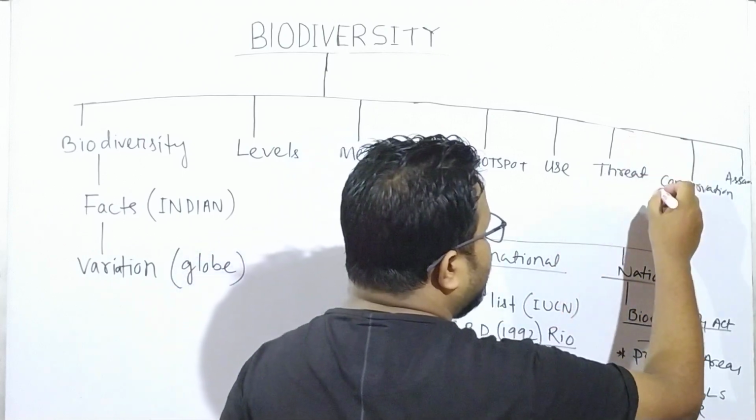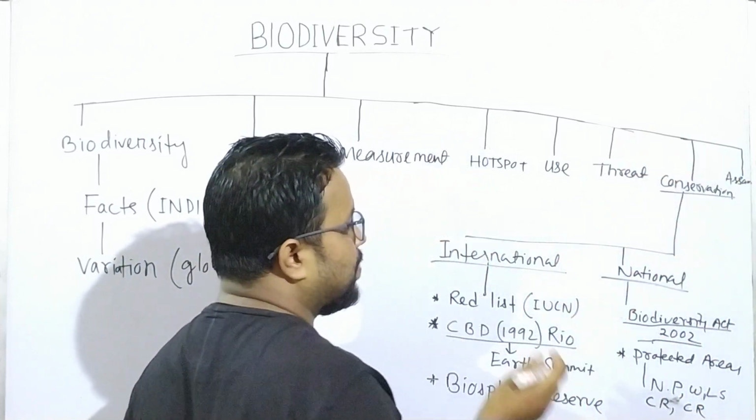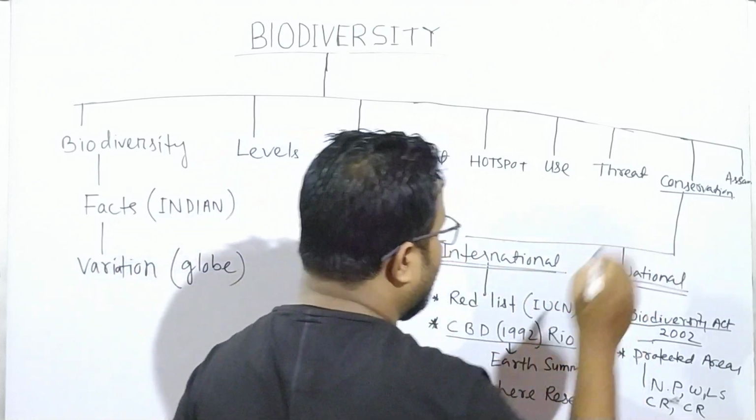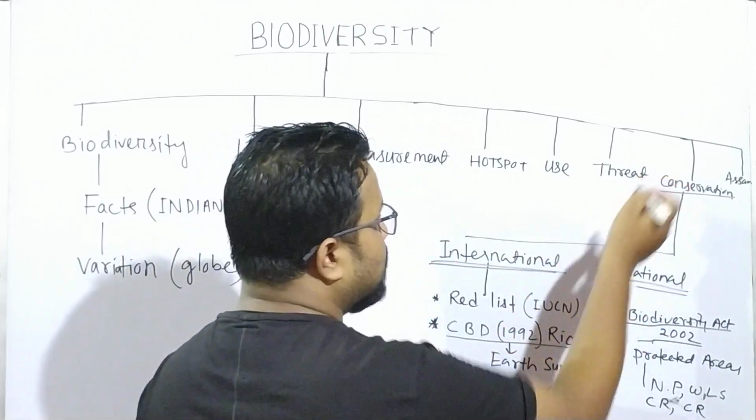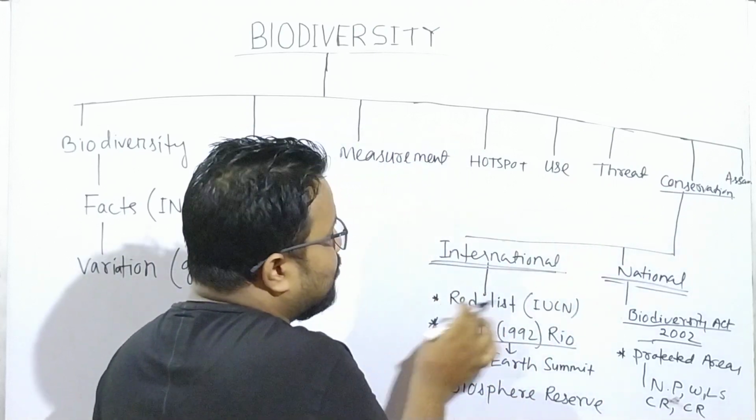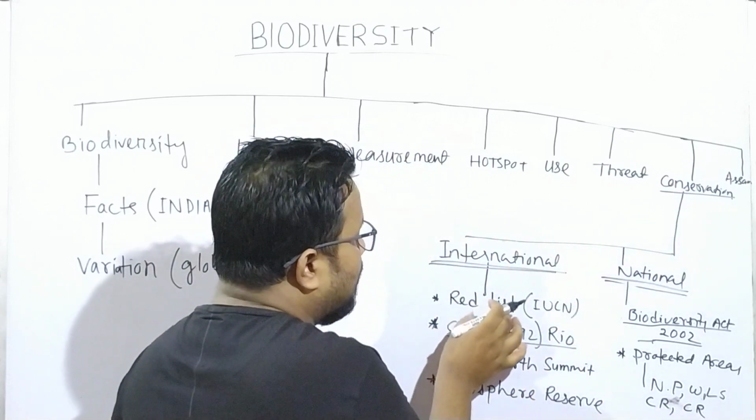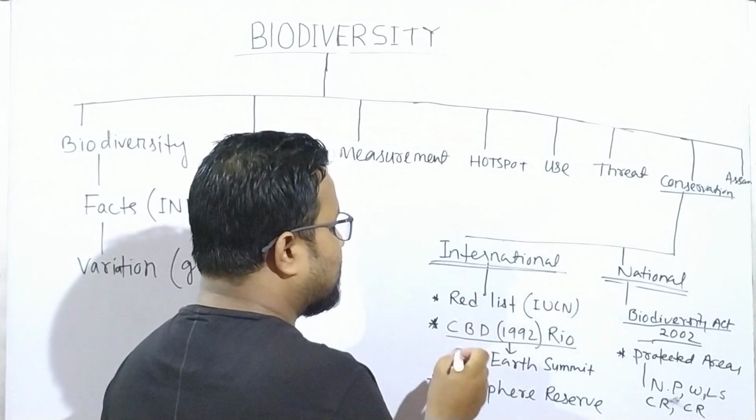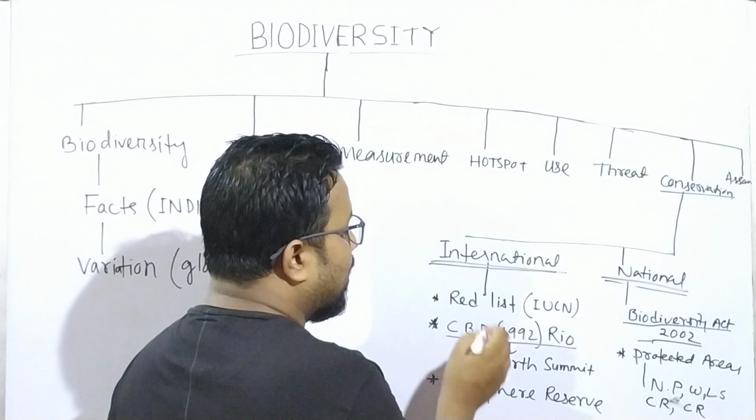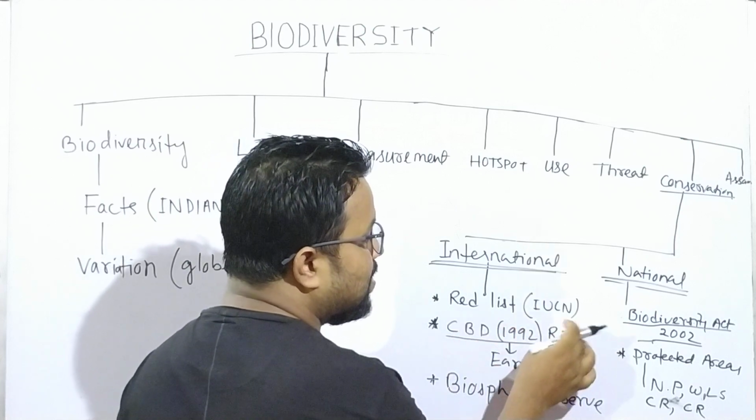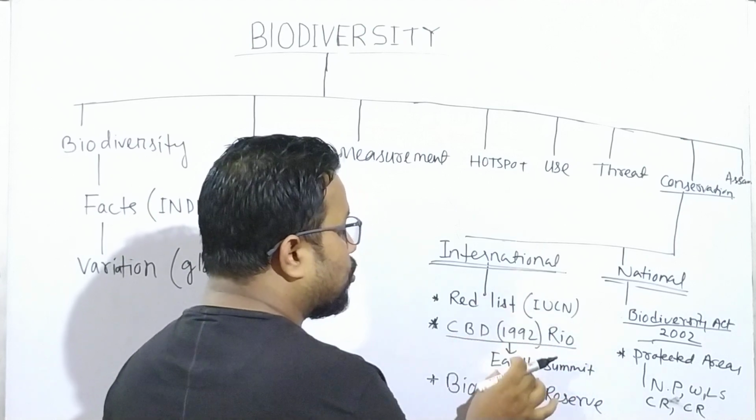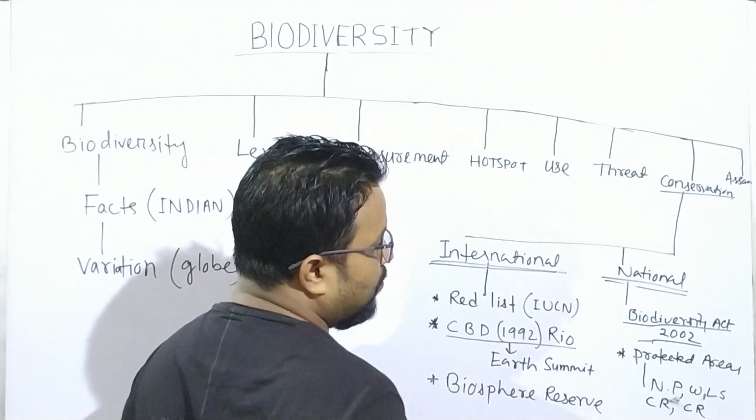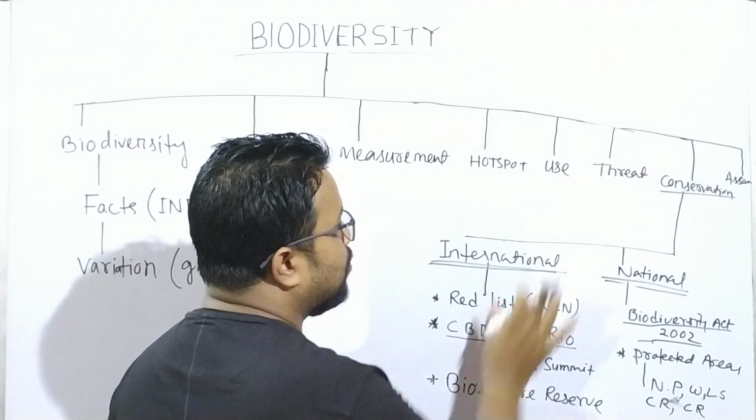So the conservation of biodiversity has two types of methods: one at the international level, another at the national level. International conservation is done by the Red List declared by IUCN; next, by the CBD, the Convention on Biological Diversity, held in Rio de Janeiro, Brazil in 1992, also called the Earth Summit; and number 3, by providing Biosphere Reserves.